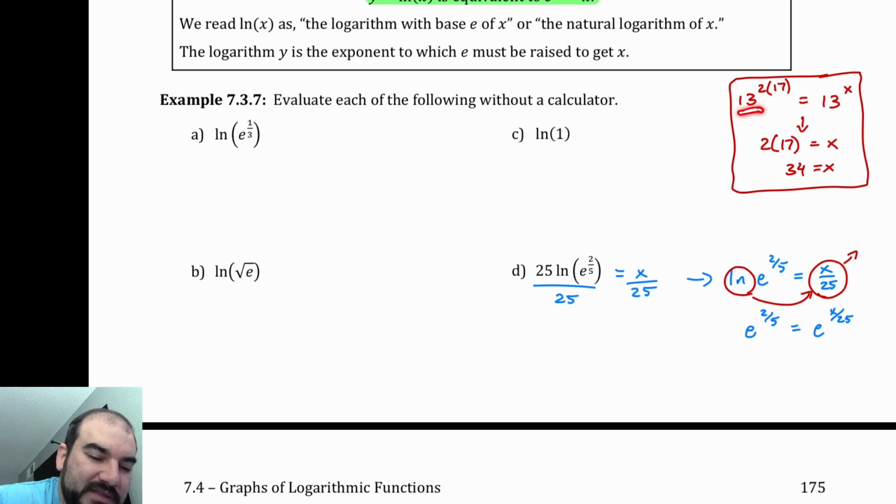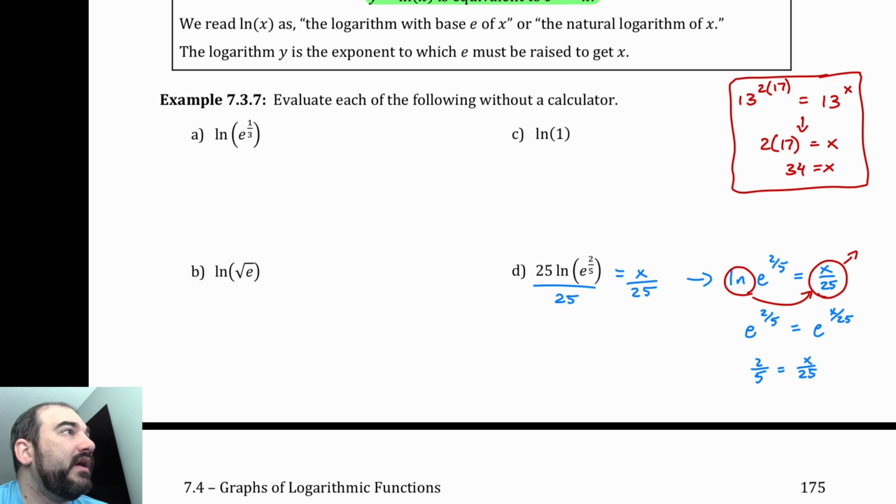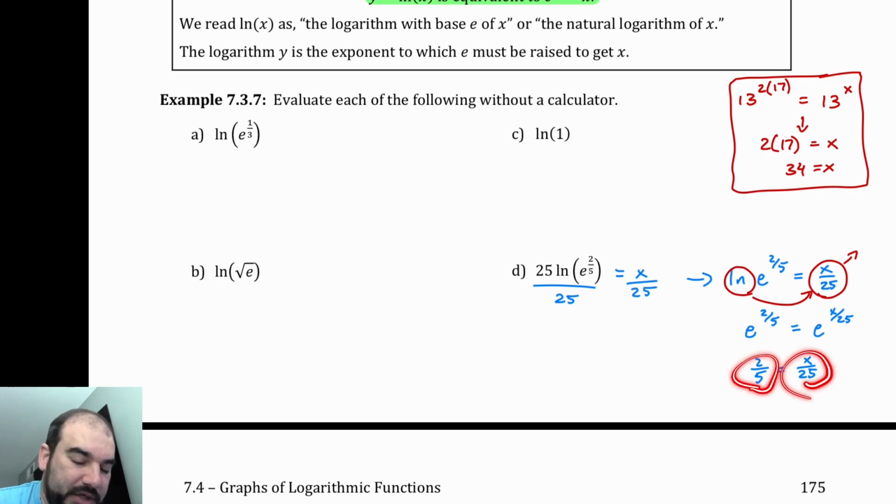Exponents work that way. If the bases are the same on both sides, then the exponents also have to be equal to each other. So if I have e to some power on this side, e to some power on this side, those two powers have to be equal to each other, which means we can get rid of the bases and say that 2/5 has to equal x over 25. And we're not working with any kind of exponential form anymore. This is just a fraction equal to a fraction. We can solve that for x. We multiply both sides by 25, and x will equal 10.